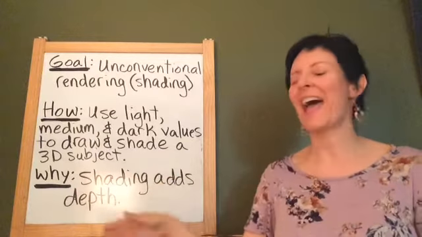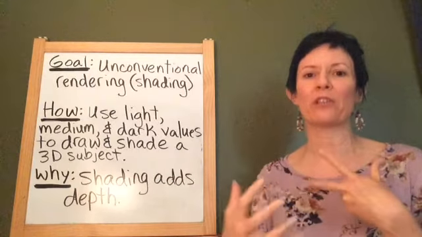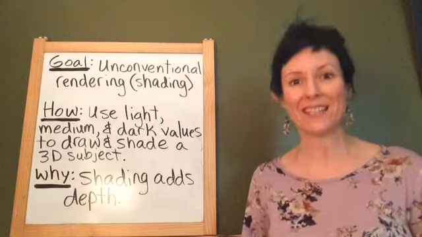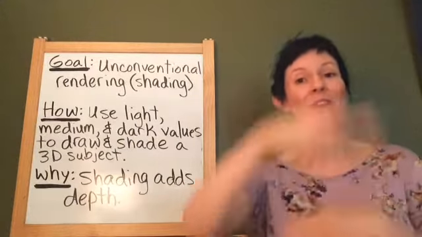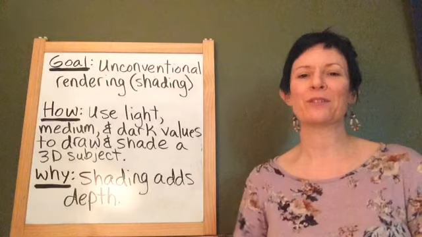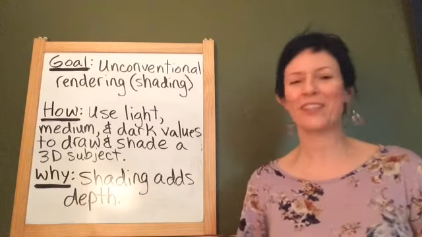Why? Because shading adds depth. It makes it look really 3D. Remember, that's what the third D is. The third dimension is depth: height, width, and depth. So let's take a look at that with some crazy unconventional materials.